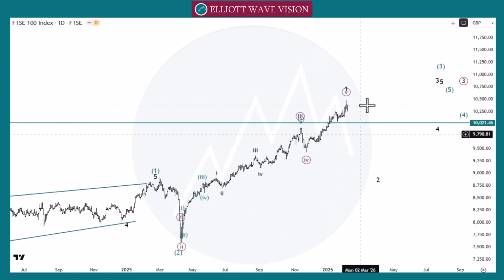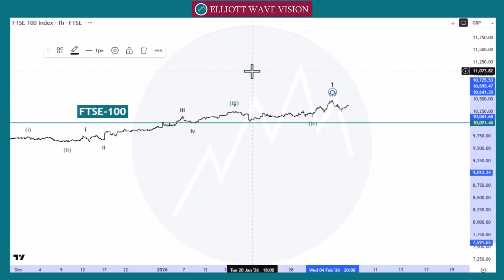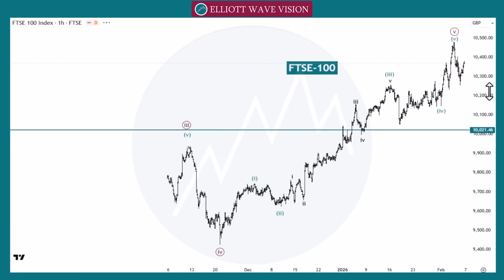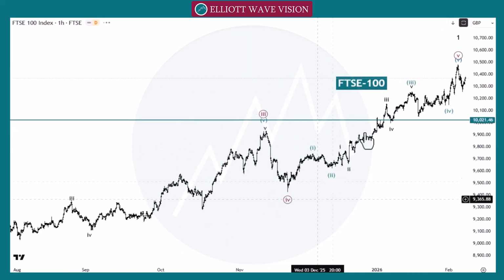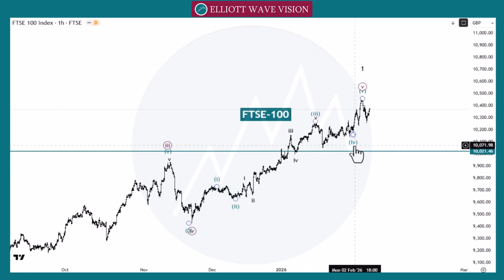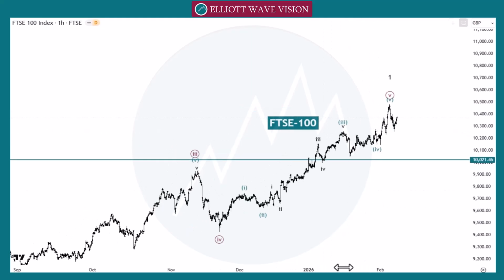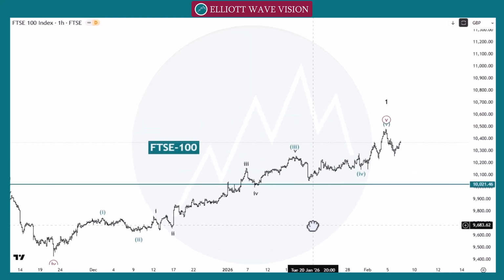So let's check the possibility if this black wave 1 completed. That's also possible. This black wave 1 may still be in play towards the 10,500 or group 2. So let's check the possibility in 1 hour time frame. In 1 hour time frame, we count this last leg after this brown wave 3 and brown wave 4 as a wave 1, wave 2, wave 3, wave 4 at this point or at this point. We can count differently.